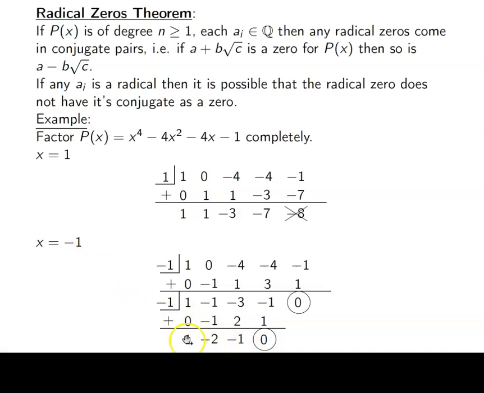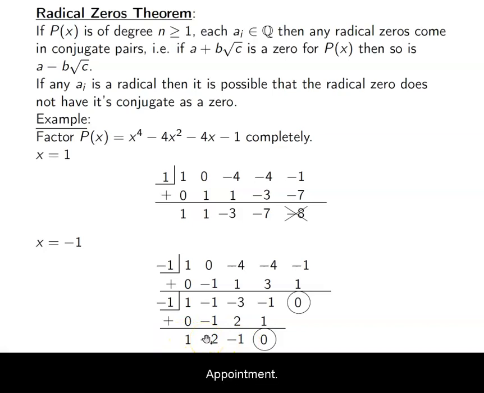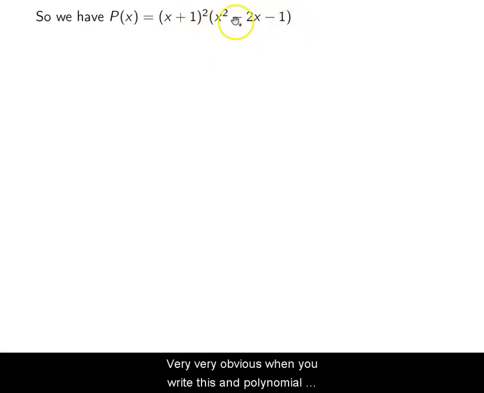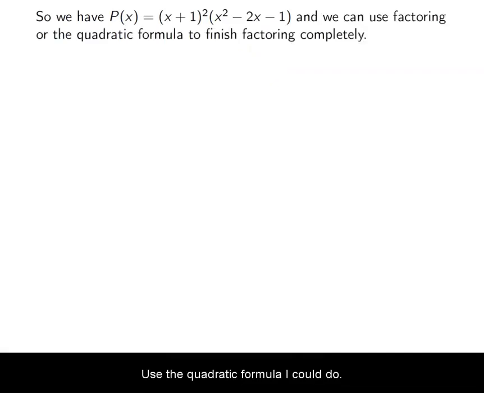I can try this again and use negative 1 one more time, or I can see that this is constant, x, x squared. Maybe I just write it and try to factor it. If it doesn't factor, use the quadratic formula, right? So again, this is what we have so far. Very, very obvious when we write this in polynomial form that this does not work, right? This does not factor over the reals, over the integers at least. So I'm going to use the quadratic formula.